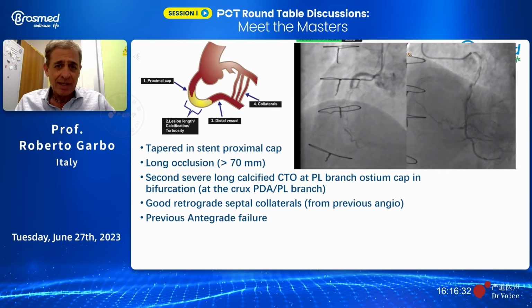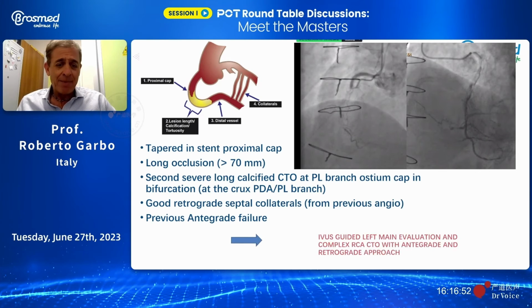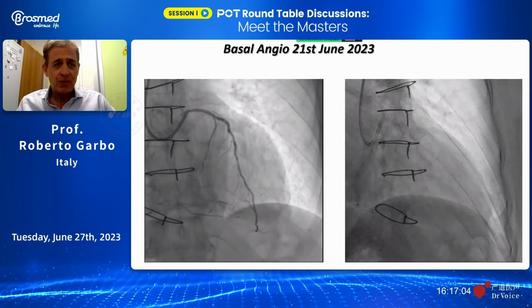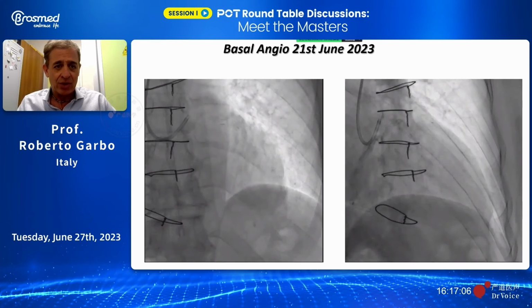So we have a tapered proximal cap, but a very long occlusion, and a second severe long calcified occlusion of the ostium of the posterolateral branch in bifurcation with the PDA, a good retrograde collateral, and previous antegrade failure. So this in my mind was an IVUS guided left main evaluation and a complex RCA CTO PCI with all options, antegrade and retrograde. This is my first shot of last week.